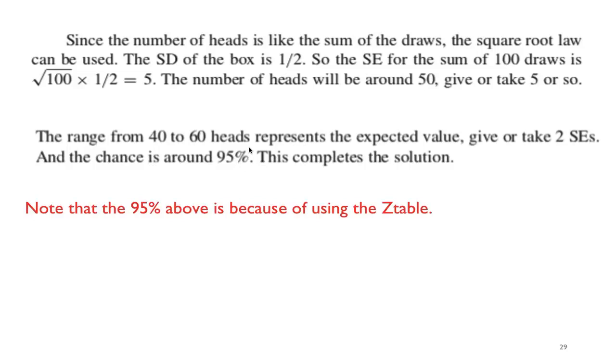And so that means that it's very unlikely if I toss a coin 100 times to get all heads, right, or all tails. So that's very unlikely. But to get between 40 and 60 is very likely, around 95% of the time.